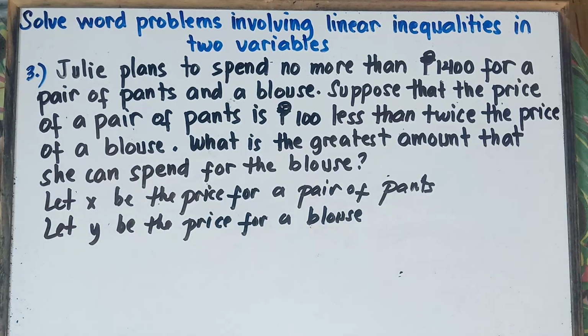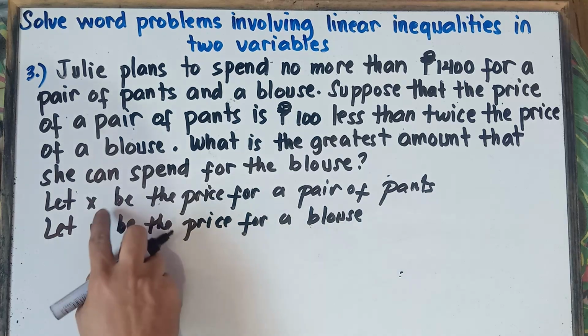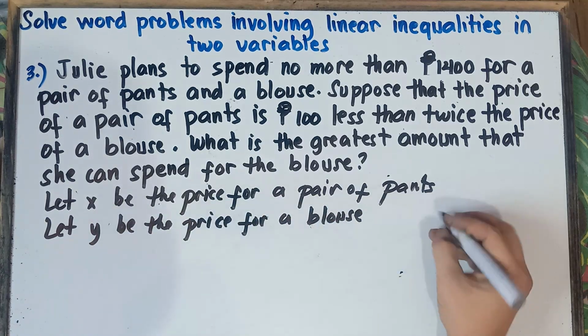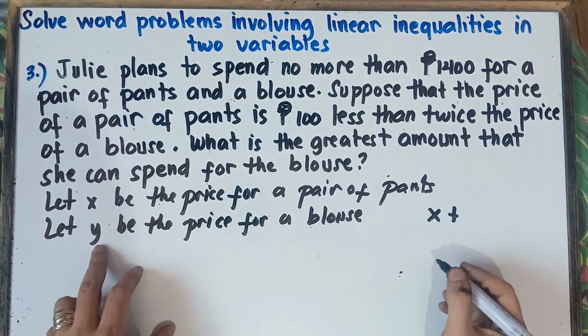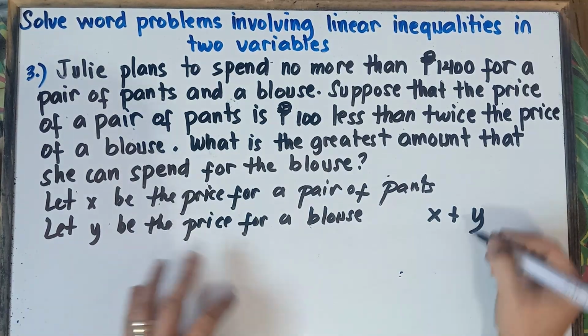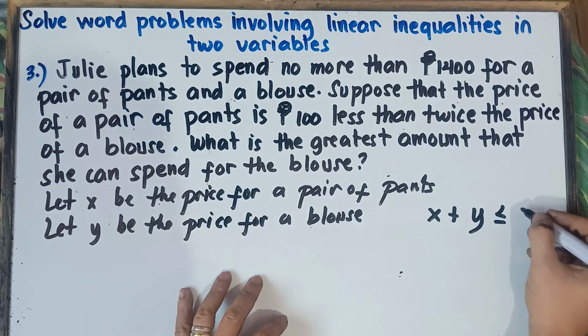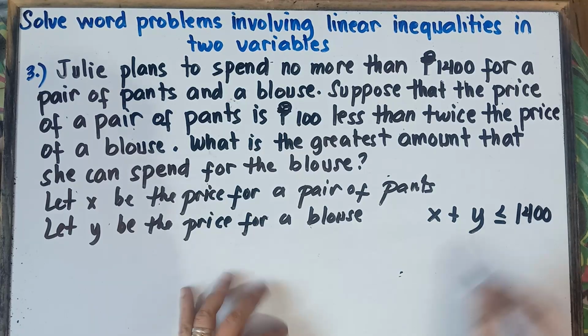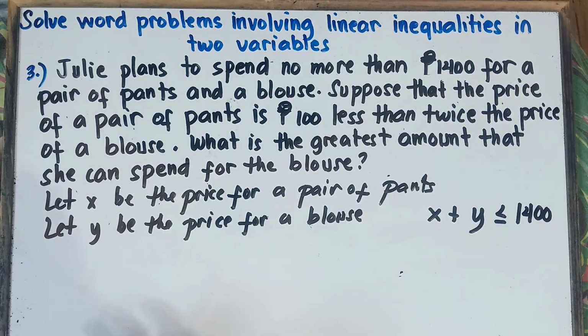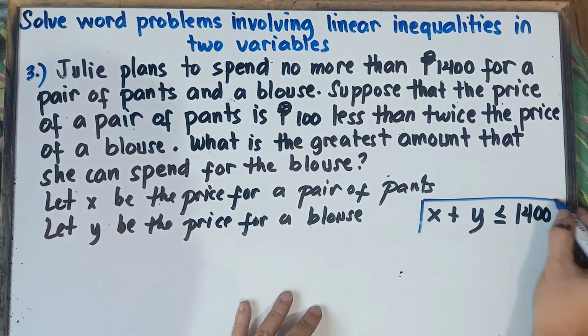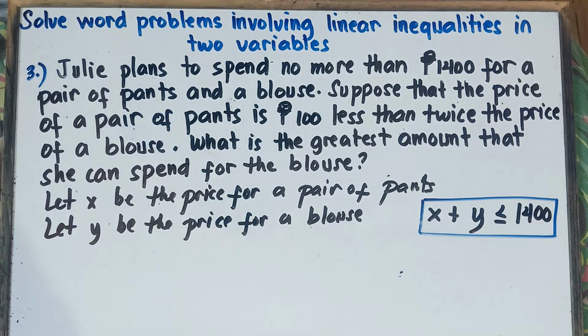Of course, we know that Julie will spend no more than 1,400. So therefore, we can say X, the price of a pair of pants, plus the price of a blouse, Y, is less than or equal to 1,400 pesos. So this will be our inequality. X plus Y is less than or equal to 1,400 pesos.